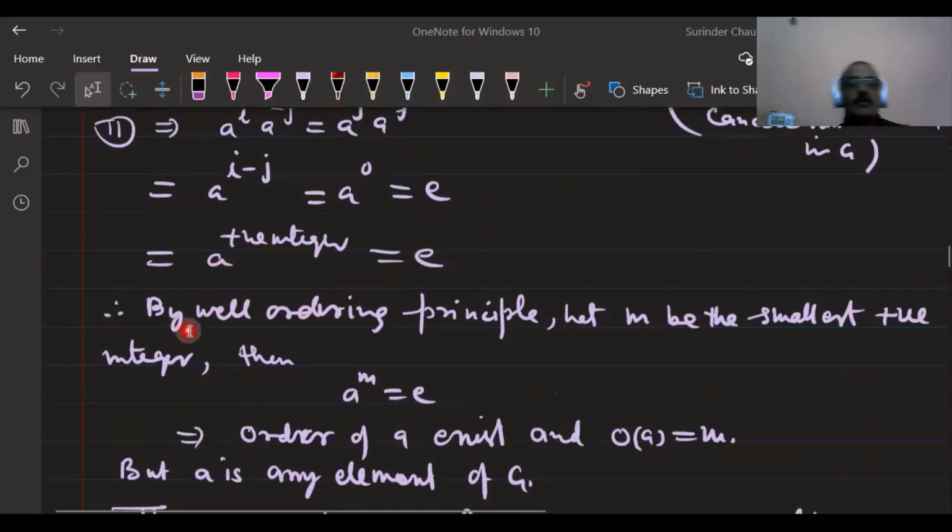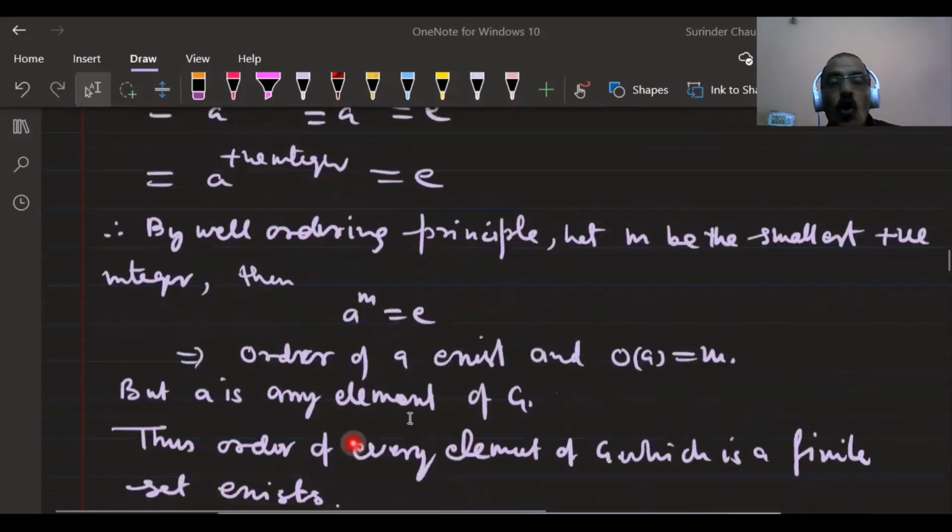By the well-ordering principle, if you write the numbers in increasing order, let m be the smallest positive integer such that a to the m is equal to e. Then the order of a exists and the order of a is m, where a is an element of G.